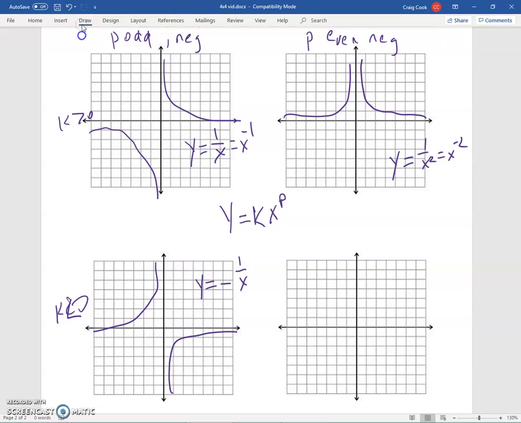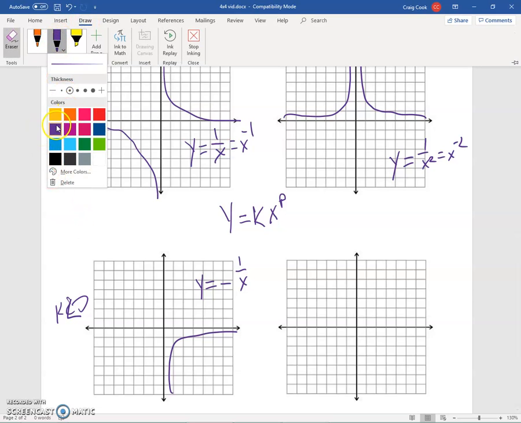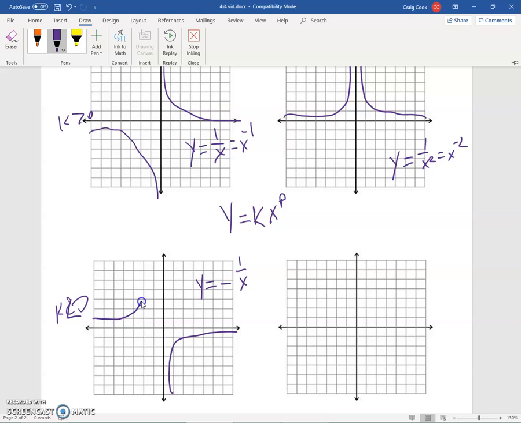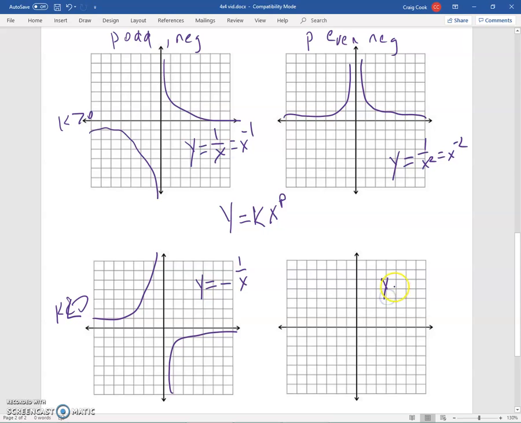And let me fix this one real quick, because it will not actually touch the axis. And then over here, we have y equals negative 1 over x squared, and that one will look like this. Negative x to the negative 2, negative x to the negative 1. Same thing here, reflect across the y-axis from there to there.